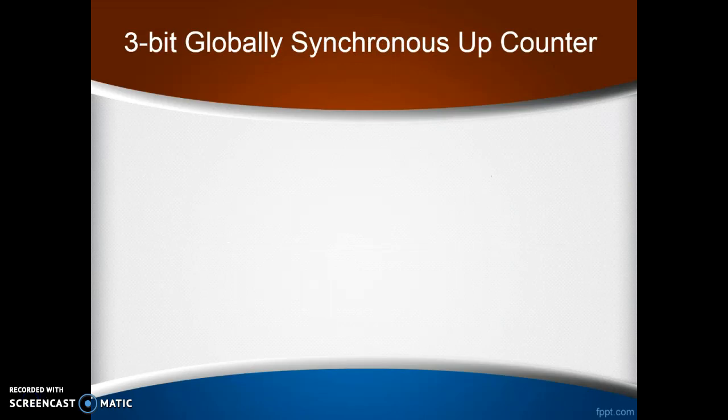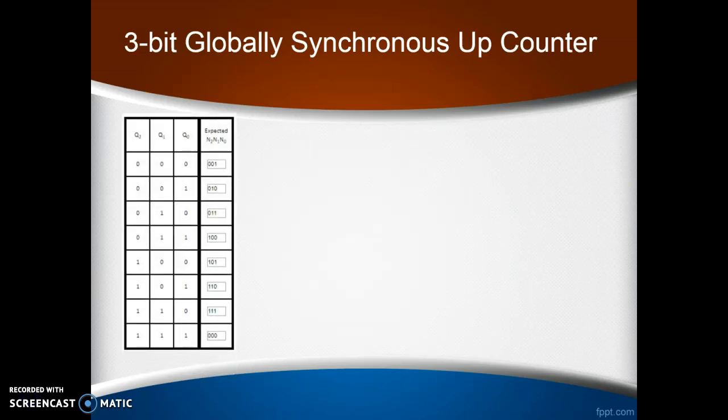The first counter that we were asked to create was a 3-bit globally synchronous up counter. That just means that we count from 0 to 7 and loop. First, we find our transition table. Our expected output is just 1 bit greater than the current input.